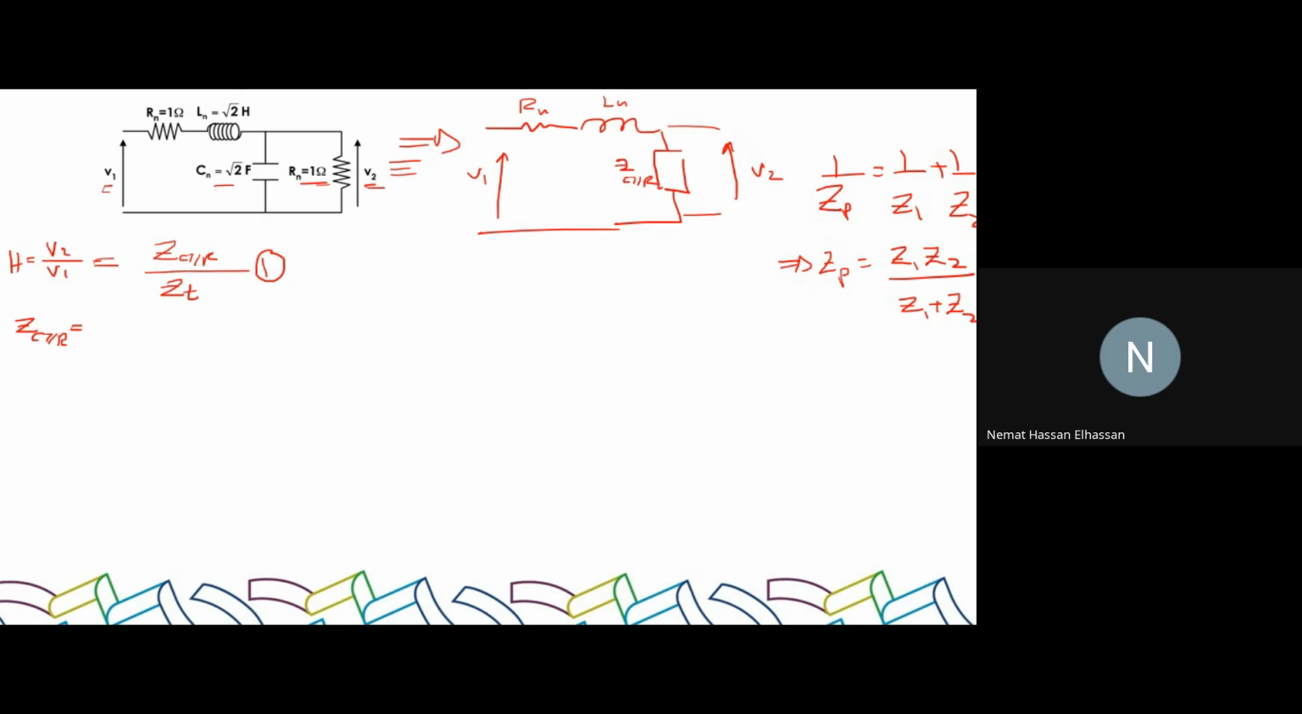Same rules as ordinary electric circuits with resistors only. Product over sum, right? So for this parallel branch, it will be ZC, which is 1 over SC, multiplied by ZR, which is R, divided by 1 over SC plus R. Here. And then I will simplify just to make it easier for me to calculate. R multiplied by 1 over SC is R over SC. And for the denominator, we can unify the denominators. The common denominator will be SC. And here we'll have 1 plus SCR.